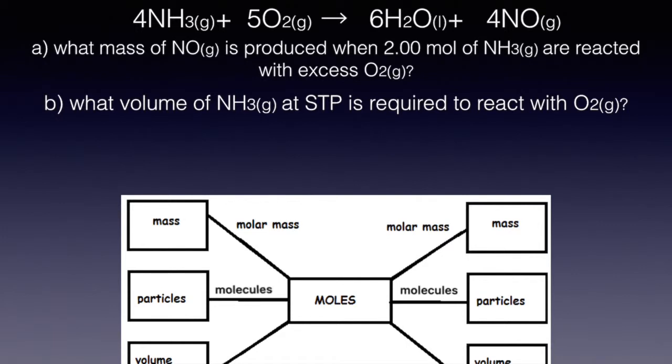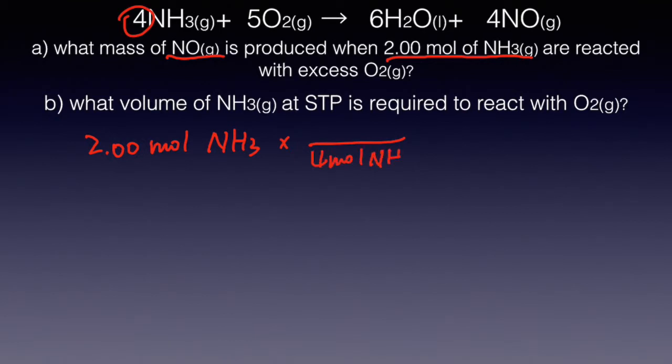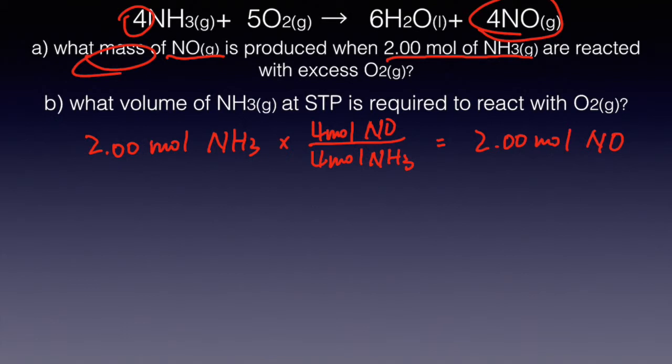For this chemical equation, we can notice that 4 moles of ammonia and 5 moles of oxygen can produce 6 moles of water and 4 moles of nitric oxide. So what about 2 moles of ammonia, and what's the mass of nitric oxide produced? For 4 moles of ammonia, it can produce 4 moles of nitric oxide. So 2 moles of ammonia can produce 2 moles of nitric oxide. Then it becomes easier to calculate the mass: just multiply by 30 grams per mole, which becomes 60 grams of nitric oxide.